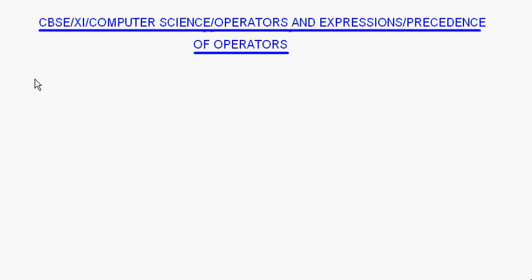Today let's understand the precedence of operators in C++. We have seen all the operators in our earlier sessions: the arithmetic operators, relational operators, logical operators, conditional operators, everything we have seen. Now all these operators can be linked together in one expression.